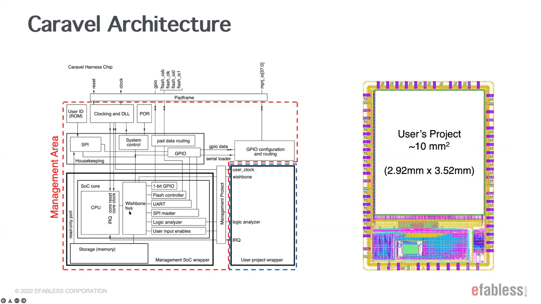In the management area, as you can see, we have memories, we have a CPU, we have peripherals, because we have a complete SoC. We have some housekeeping functions, so we have a clocking subsystem, we have power and reset. We have a block to isolate the user's project wrapper from the management area, so that if something goes wrong, the management area can still be up and running. It is not affected by anything that goes wrong in the user's area.